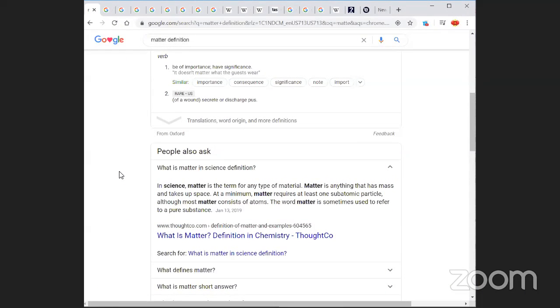What is matter in science, definition? It's very important to read the scientific definitions of words. In science, matter is the term for any type of material. Matter is anything that has mass and takes up space. At a minimum, matter requires at least one subatomic particle, although most matter consists of atoms. The word matter is sometimes used to refer to a pure substance. We'll touch on that later.